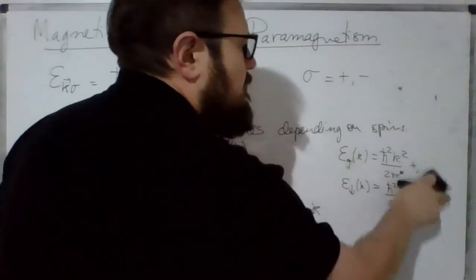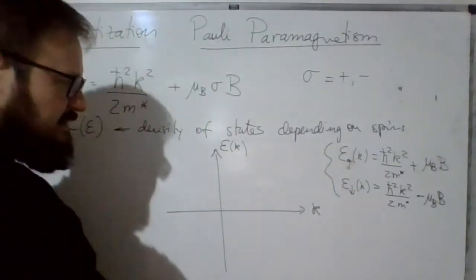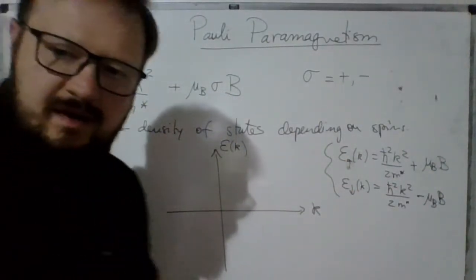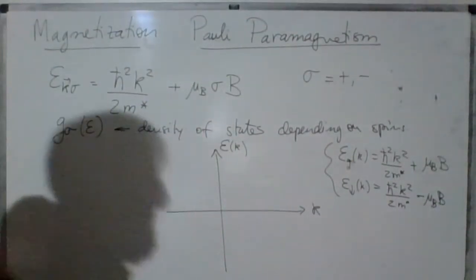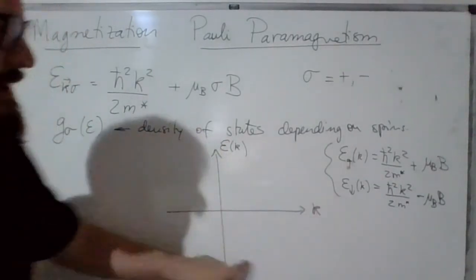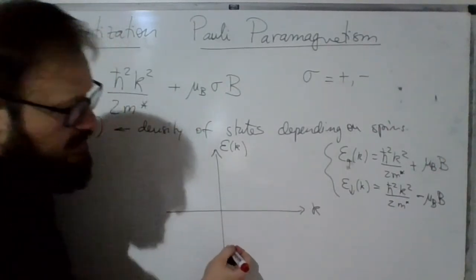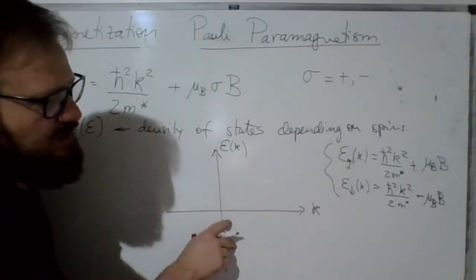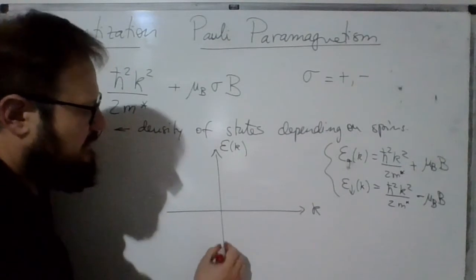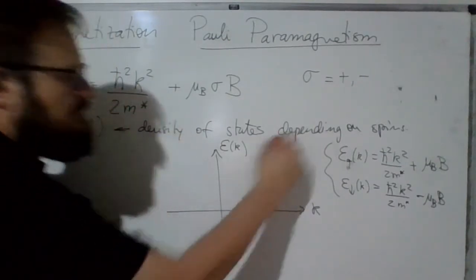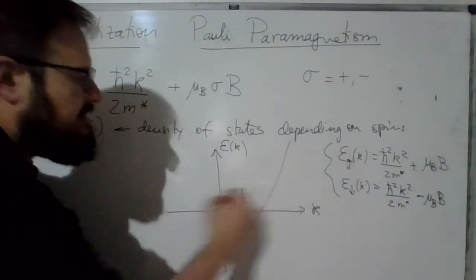Right? So there are two distinct energy functions here now. And in this way, if you look at the down spins here, I will make the plot here. The energy for k equals 0 corresponds to minus the Bohr magneton times B. And it is a parabola, of course. All right, this is a parabola. So this is for down spins.